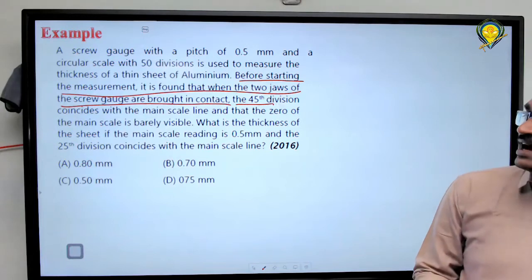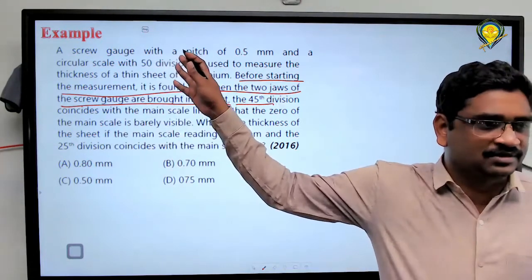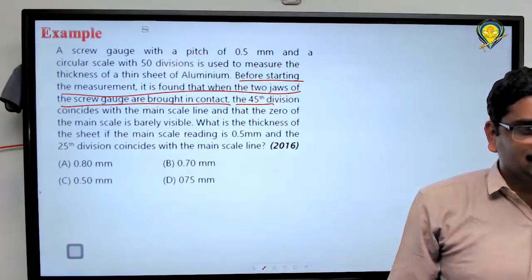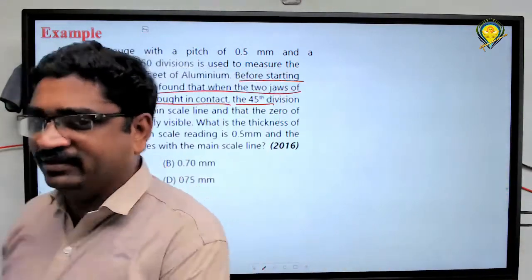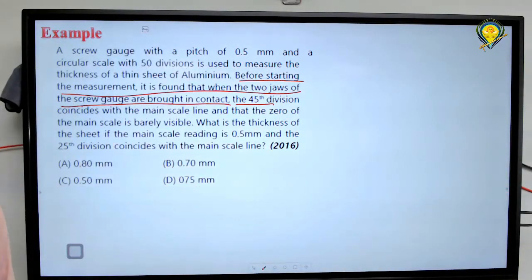So how many divisions are there in total? 50 divisions. It is showing 45. That means how much is the error? 5. 5 is the error. Is it a positive error or a negative error? Negative error. That means we need to add. We need to add 5 as the error.